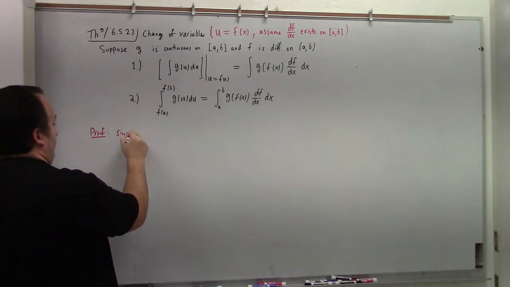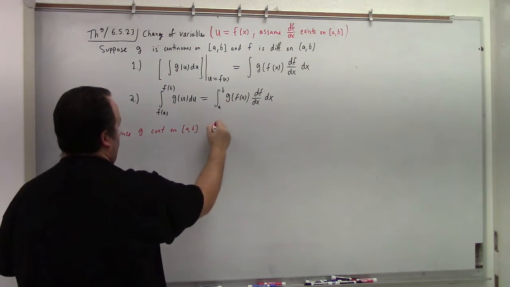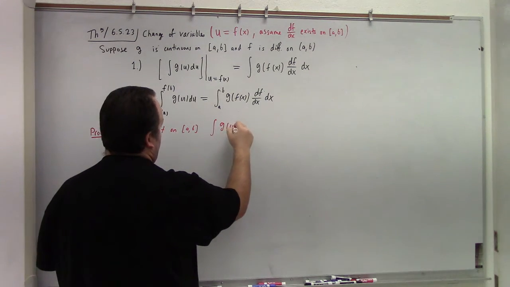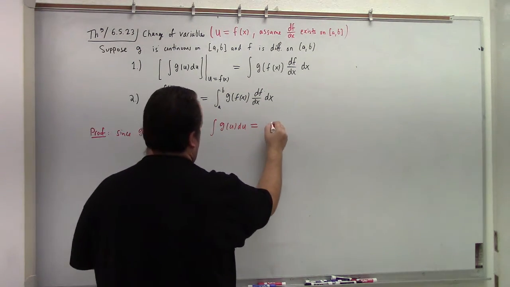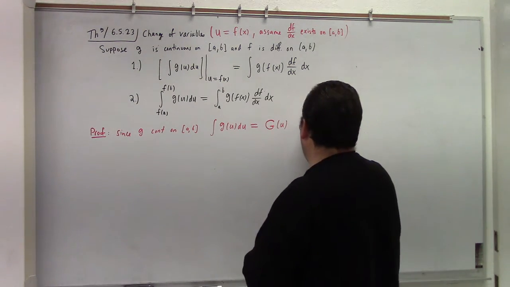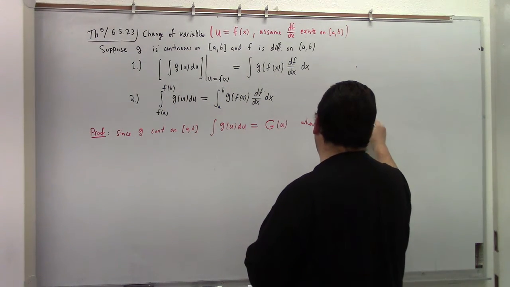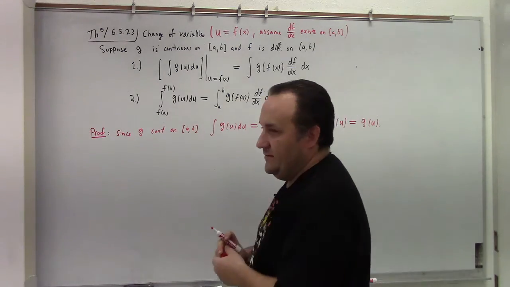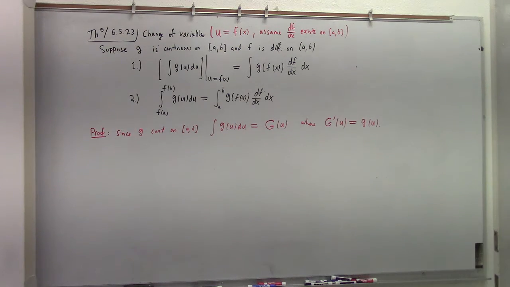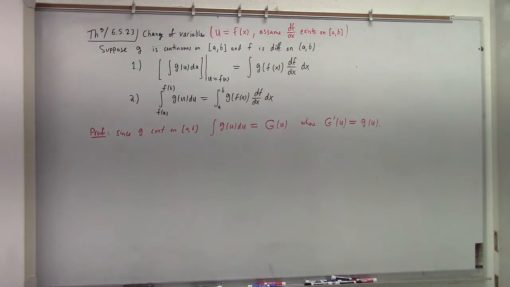Since g is continuous on [a, b], the integral of g of u du is equal to big G of u, right? Where G prime of u is equal to g of u, right? How do I know that? This is the fundamental theorem of calculus, part one. It says that an antiderivative exists for a continuous function, right? So I know an antiderivative, big G, exists for that.